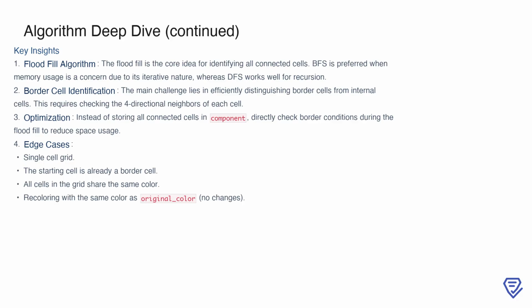Additionally, several edge cases must be considered, such as when the grid consists of a single cell, the starting cell is already a border cell, all cells in the grid share the same color, or when the new color matches the original color, meaning no changes are needed.